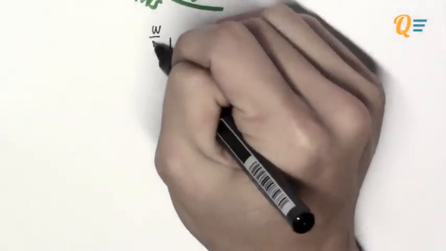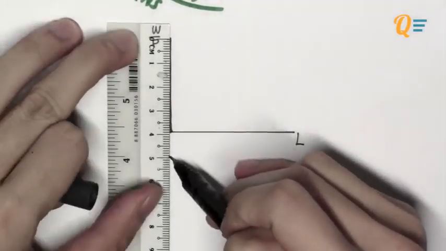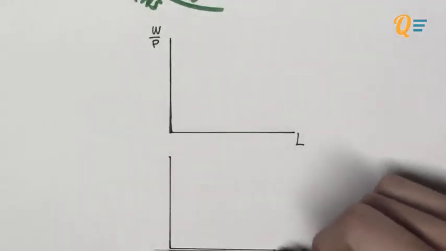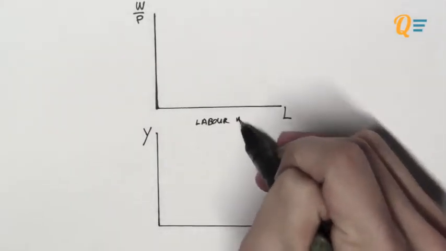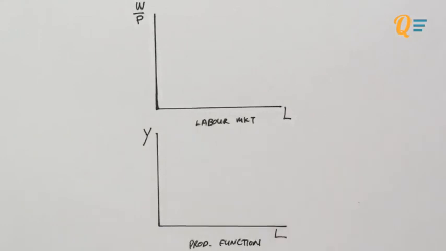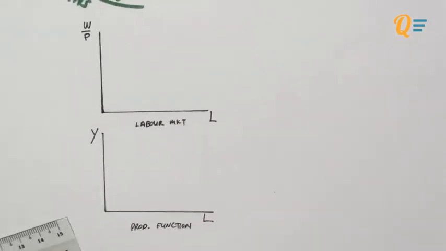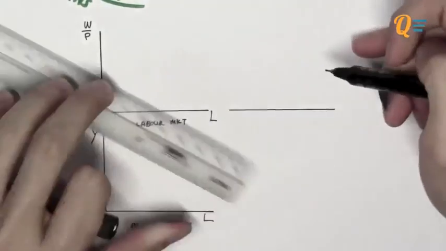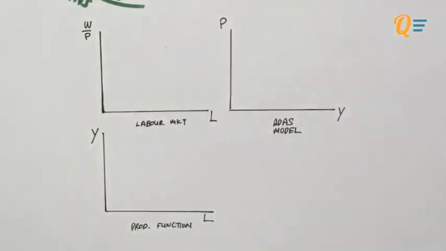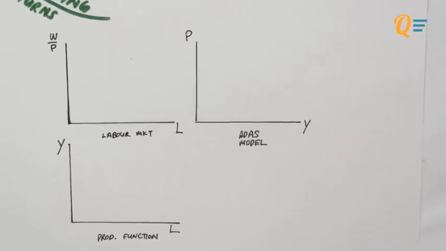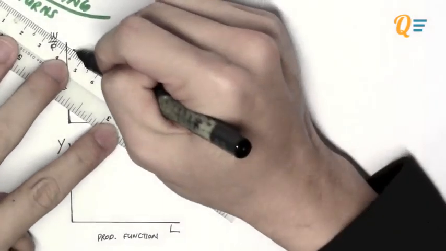This is the first graph, with real wage on the vertical axis and the amount of labor on the horizontal axis. The graph below has labor on the horizontal axis and income on the vertical axis. So the top graph is the labor market and the bottom graph is the production function. You also want to add in your AD-AS model so that you can use that to derive your AS curve. So let's take a look at the labor market.